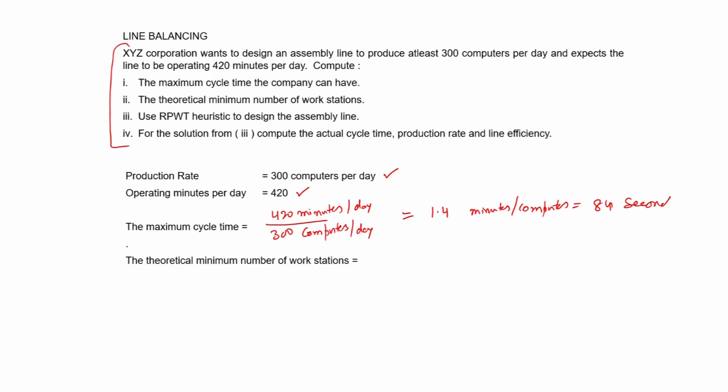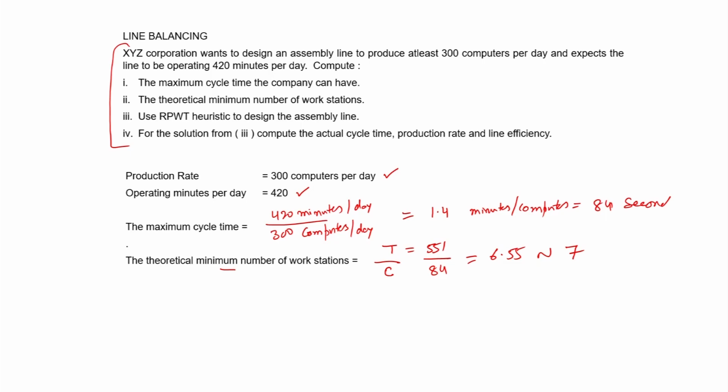And we have seen that 551 is the total cycle time, T is equal to 551, and I can give maximum 84 seconds to one workstation, 84. So, this is the theoretical minimum number of workstations required. In actual, it will be more than this. This will be 6.55, which is equivalent to 7 workstations minimum required to assemble these computers at a production rate of 300 computers per day.